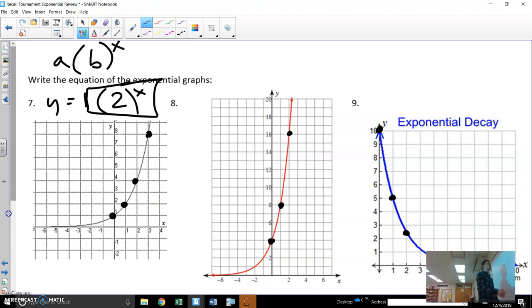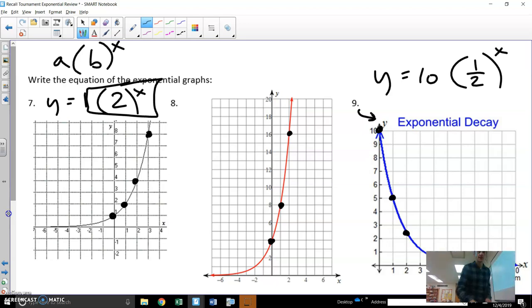I'm going to try one of these decay problems. It looks like my y-intercept would be this 10 value here at the very top. And then this one is decaying. And if you notice, 10 goes to 5, 5 goes to about 2.5. So the way that you do division is you write it with a fraction that represents what you would be dividing by. And then, of course, put your x as an exponent in the top corner.